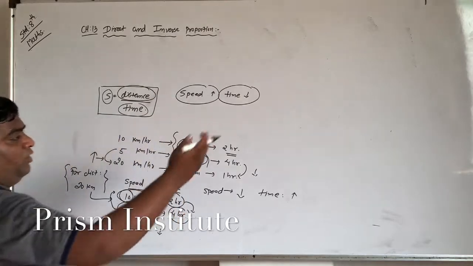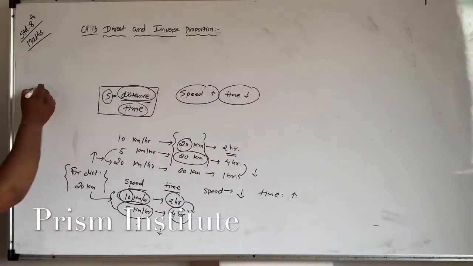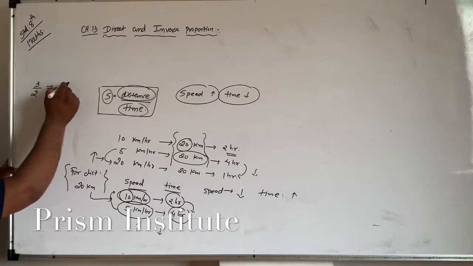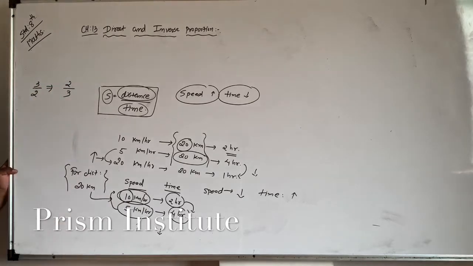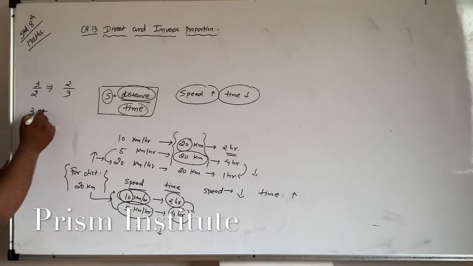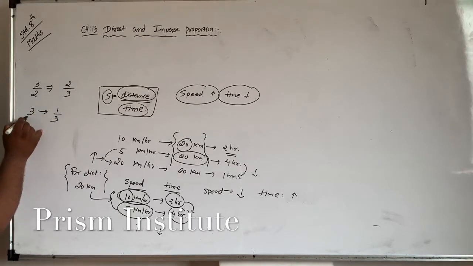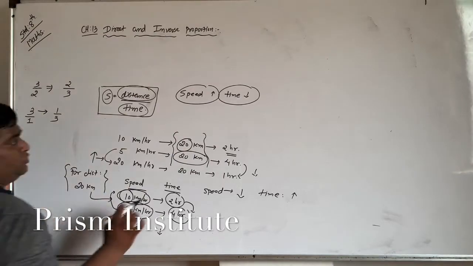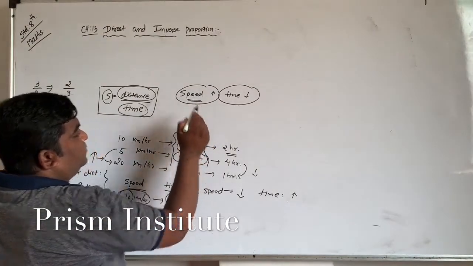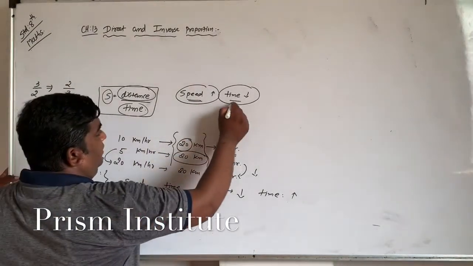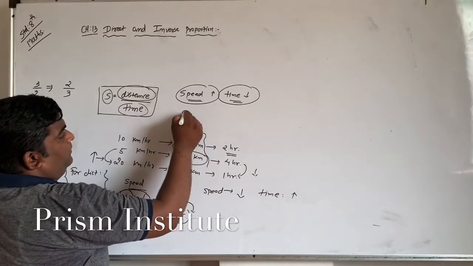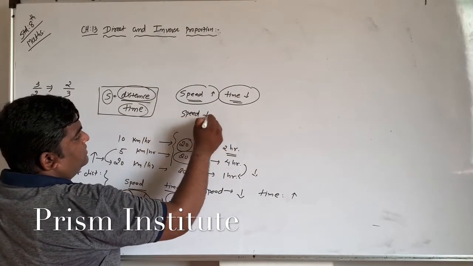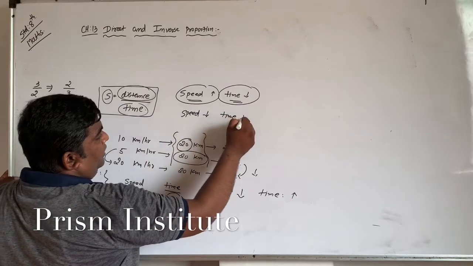Inverse means opposite. You know that the inverse of 3 by 2 is 2 by 3, or 3 has the inverse 1 upon 3, because there is nothing in the denominator, that is 1. So in this case, when speed increases, time decreases. Now if speed is decreased, time increases.